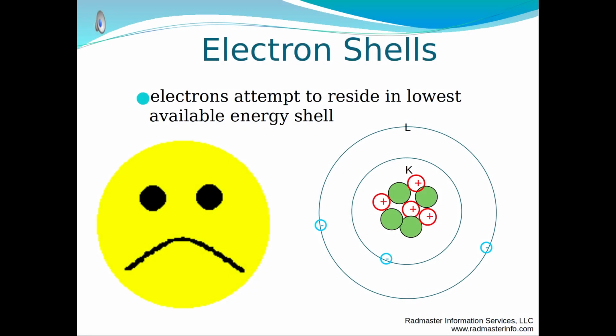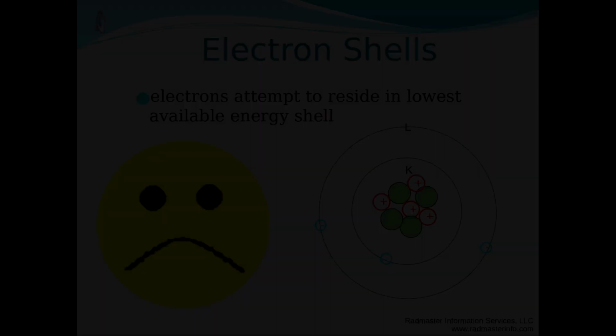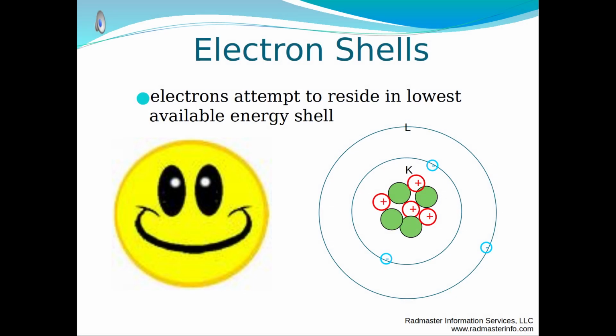While each shell has a designated capacity, it is possible for a shell not to be filled. Shells don't like gaps or vacancies in inner shells. They prefer that each shell be filled before an electron is placed in the next shell out. You can make the atom happy again by filling the unfilled shell.